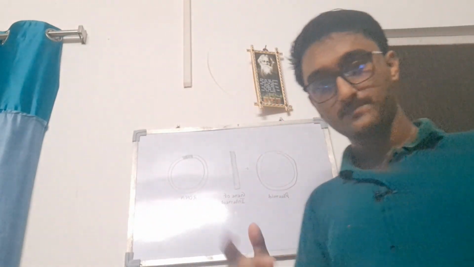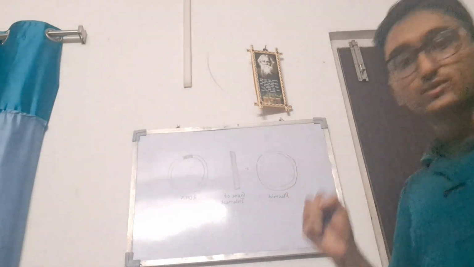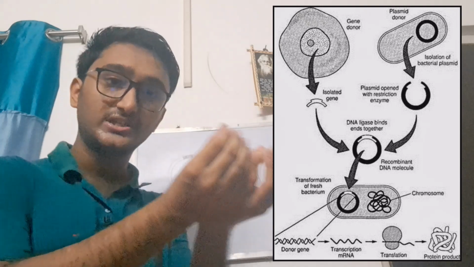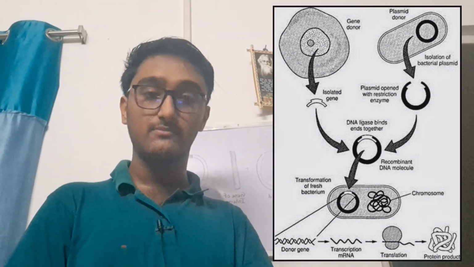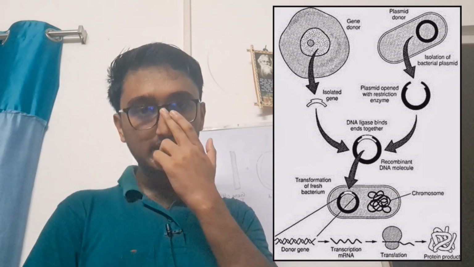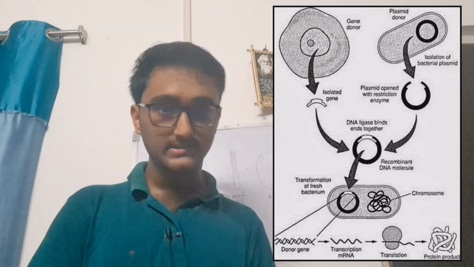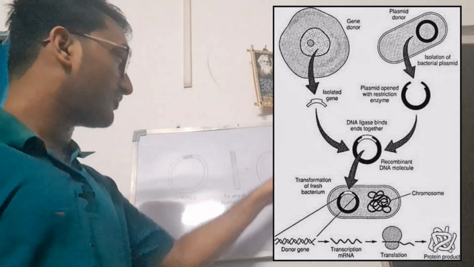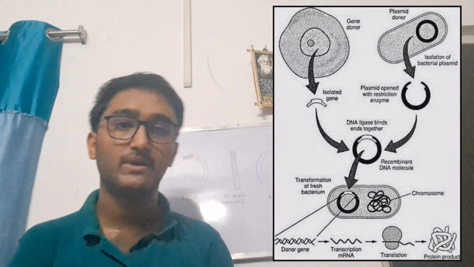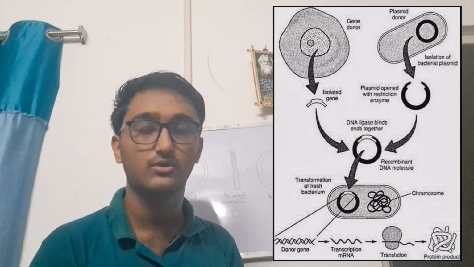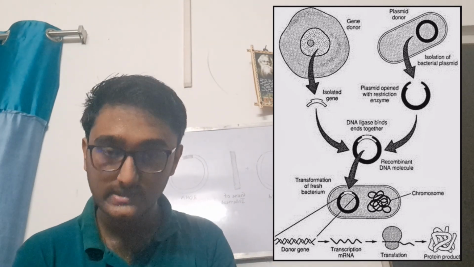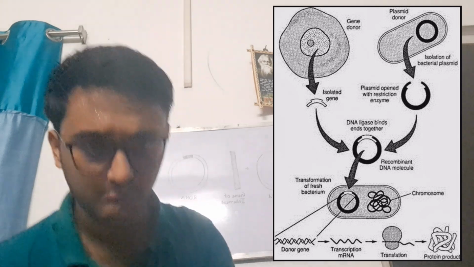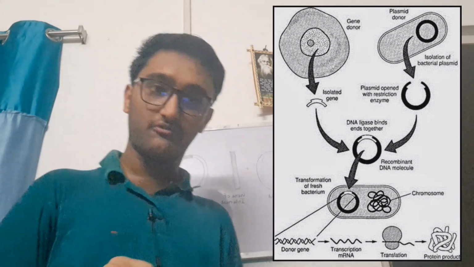So let me summarize. First, I will have to isolate the DNA from the desired organism, the organism from which I want to isolate the DNA. For example, if I want to go for human insulin production, I will have to take it from human beings. So isolate the DNA from human beings, that is the first step. Second, I will also isolate a plasmid, and plasmid we are not going to find in any sort of eukaryotic cell.